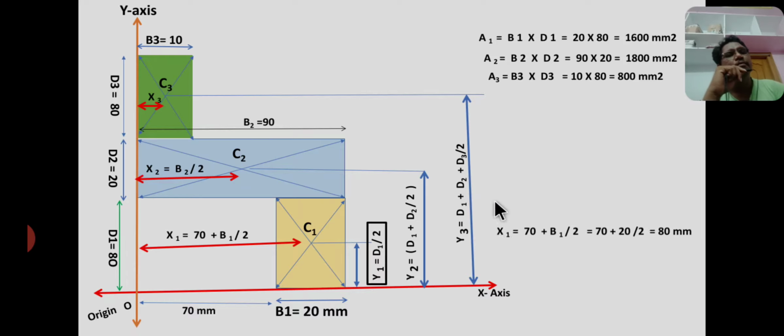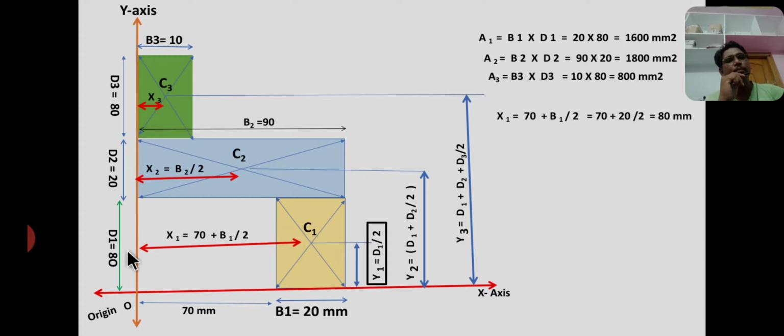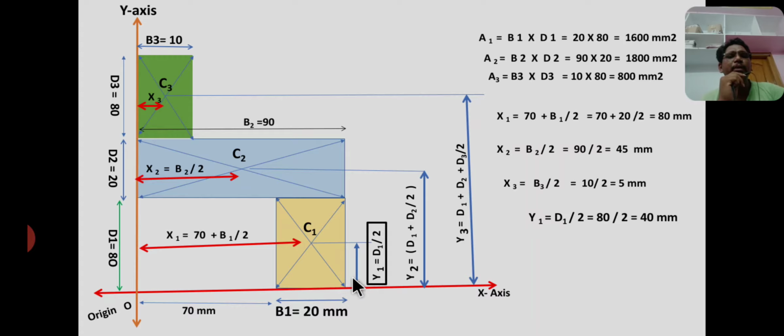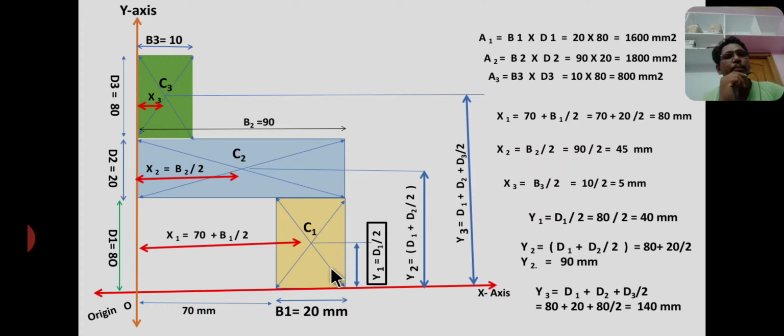Now from the figure, x1 equals 80 mm, this is from here to here the x value x1 equal to 70 mm plus b1 by 2 equal to 80 mm, and x2 from here to here is equal to base 2 by 2, and from here to here the value is x3 equal to base 3 by 2 equal to 5 mm. y1 from here to here is half of the height, that is d1 by 2 equal to 40 mm, and y2 equals d1 plus d2 by 2, 90 mm, and y3 equals d1 plus d2 plus d3 by 2 equal to 140 mm.